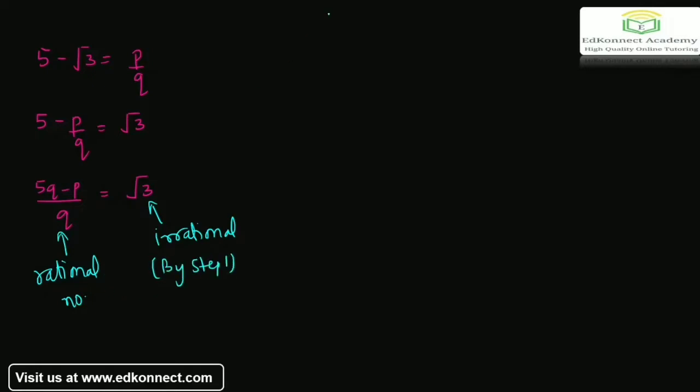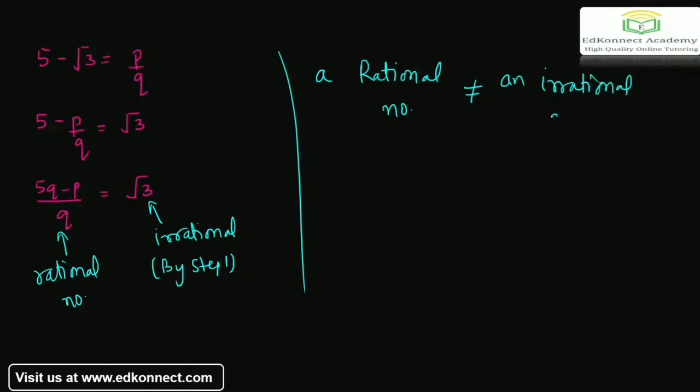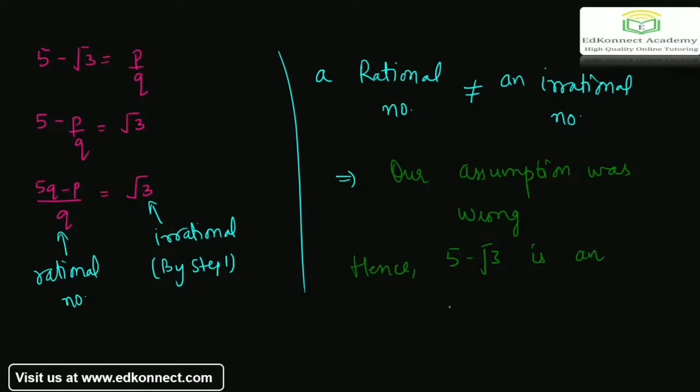So we can say that a rational number cannot be equal to an irrational number. But here it is saying that a rational number is equal to an irrational number, which shows that our assumption was wrong. And hence 5 minus root 3 is an irrational number.